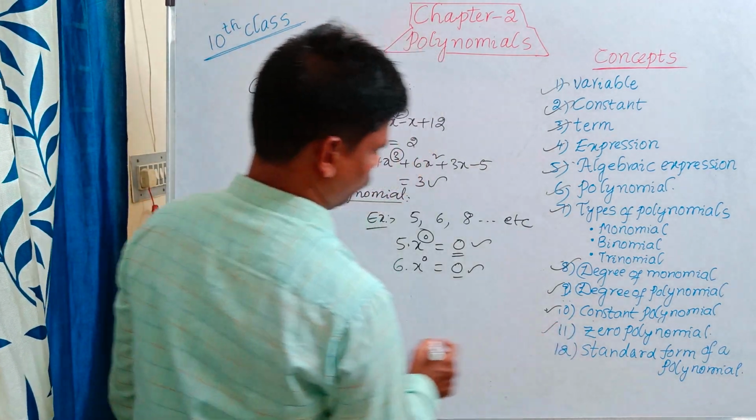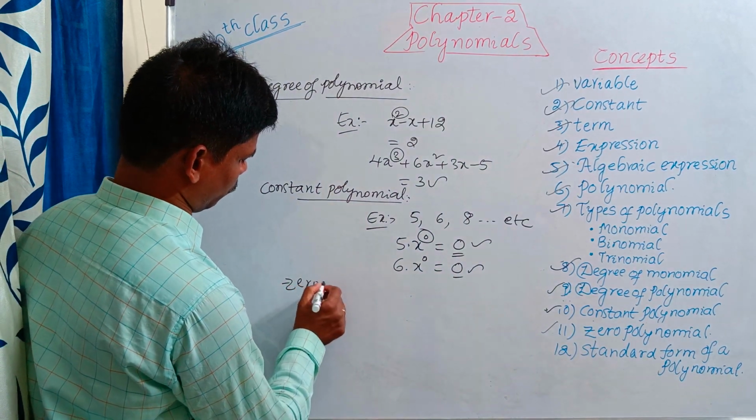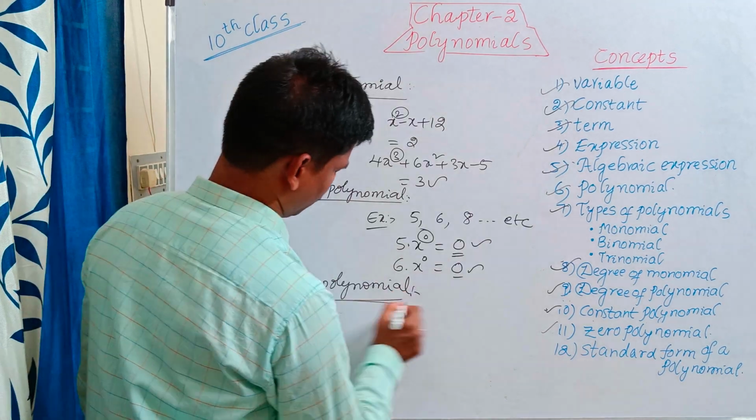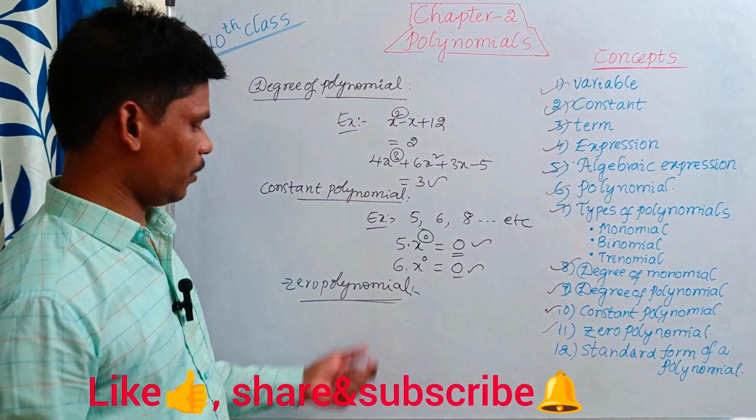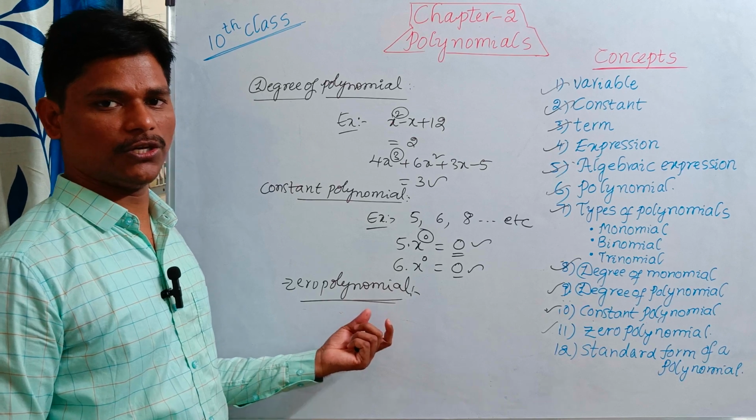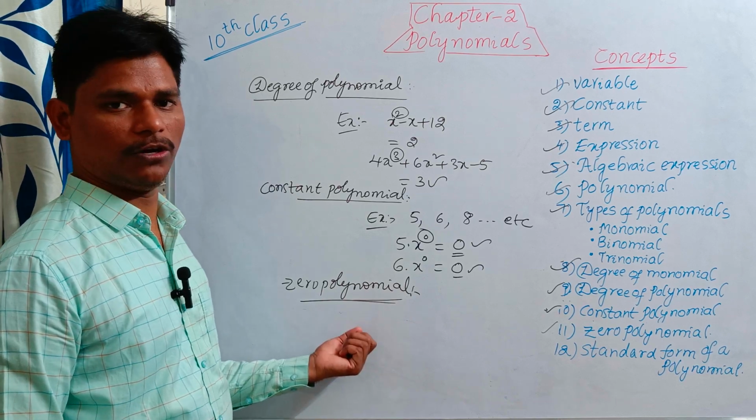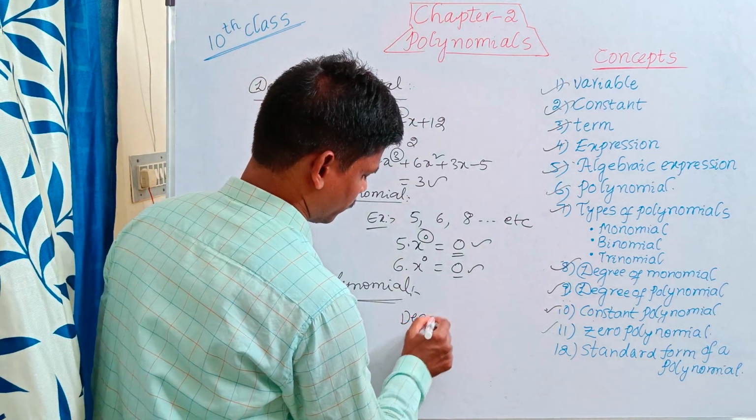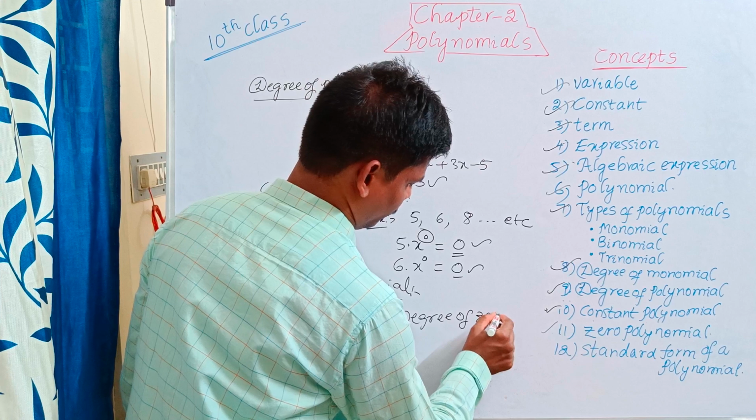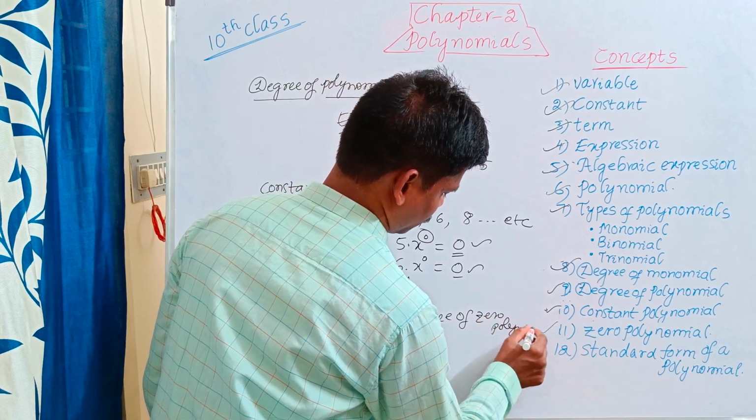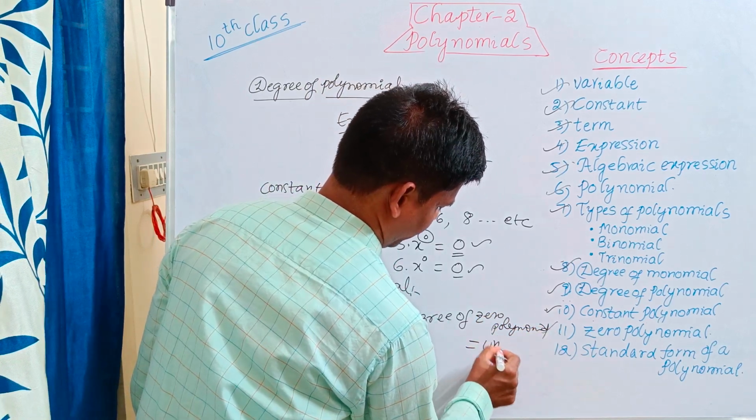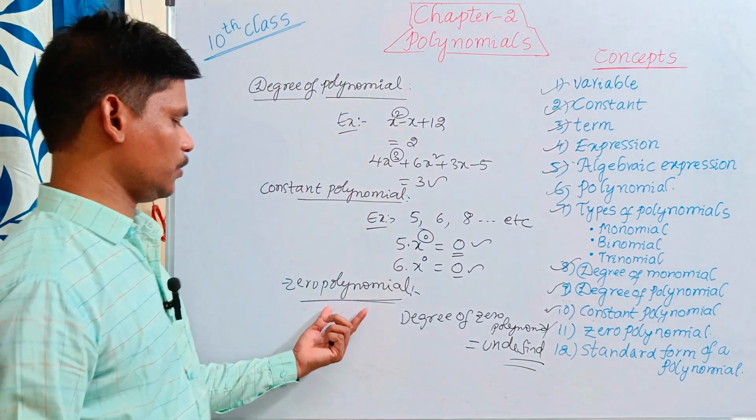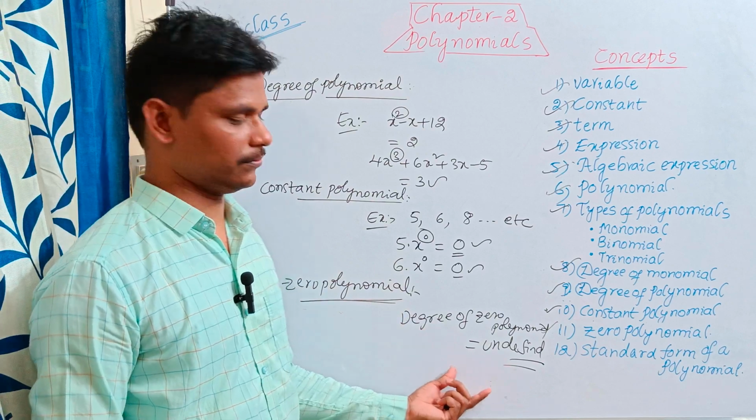Next, zero polynomial. How is it defined? A polynomial in which all coefficients are 0 is called the zero polynomial. The degree of the zero polynomial is undefined.